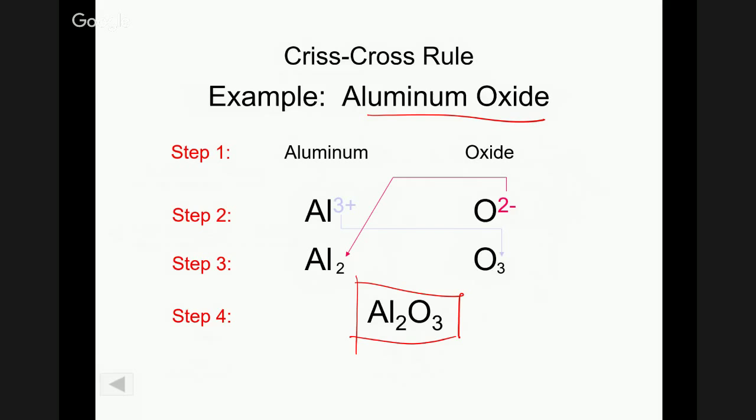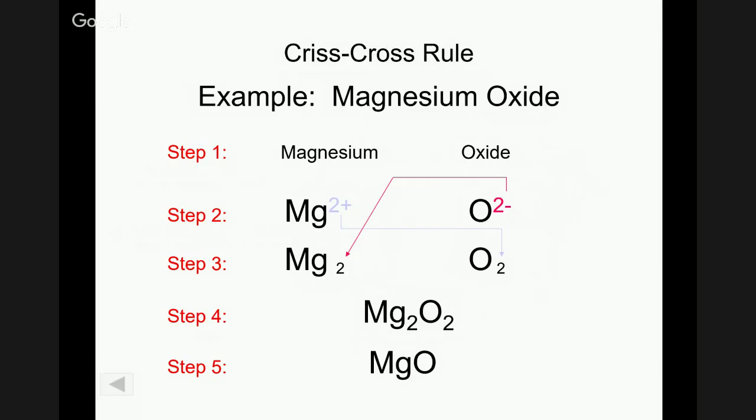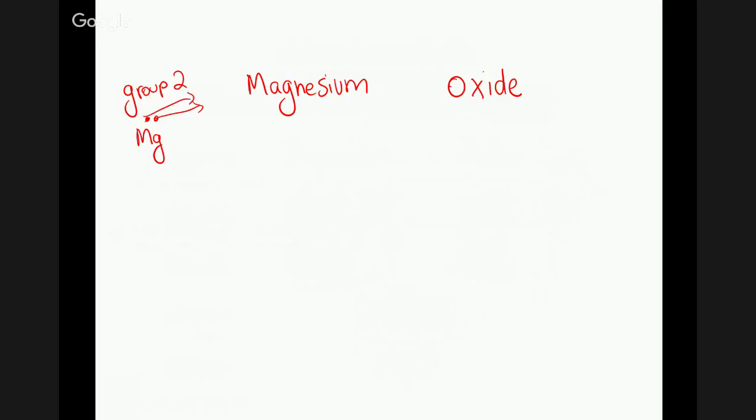And we'll do one more example. Magnesium oxide. I'm going to work with you on this one. So we write magnesium, and we write oxide. And then we check our periodic table, and magnesium is in group 2, right? And that means it has 2 electrons in its outer shell. And that means when it loses those 2 electrons, when they leave, we get Mg with a charge of 2+.